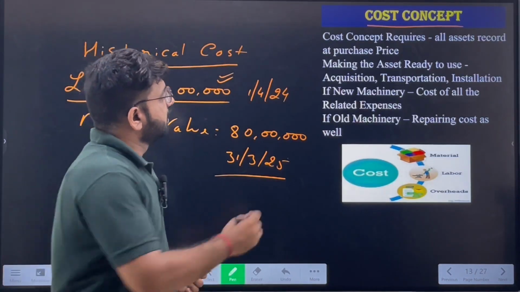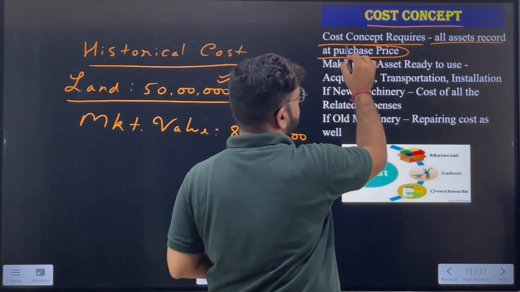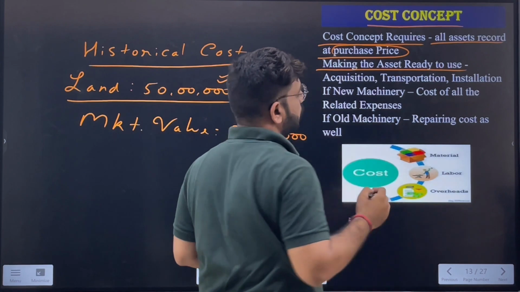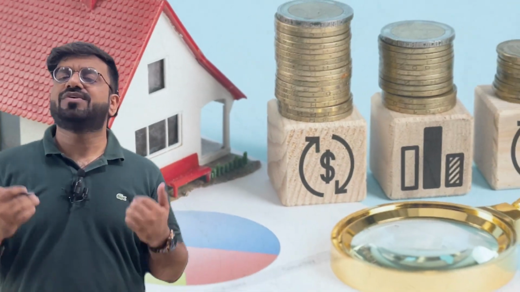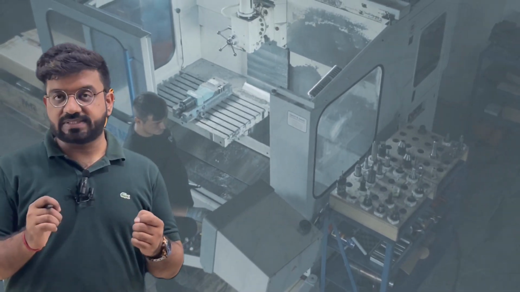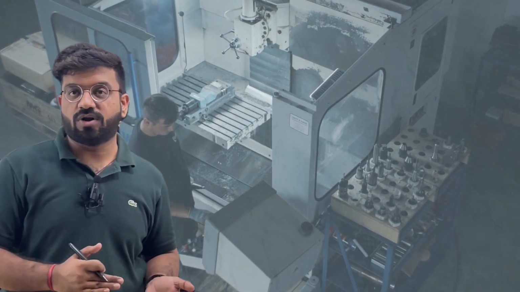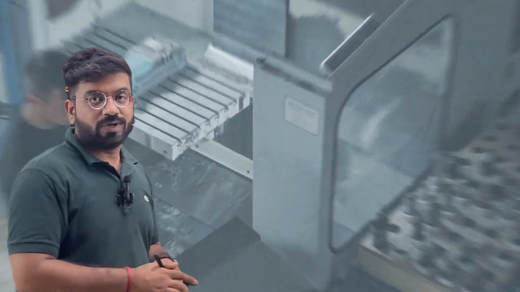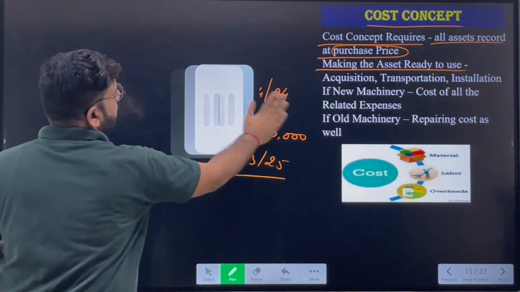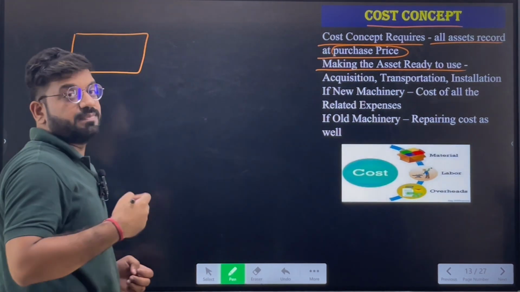Is that clear? Now, the cost concept requires all the assets to be recorded at the purchase price, making the asset ready to use. Obviously, now what happens? Whenever we purchase the asset, for example, if I want to purchase a machinery, I have to do many things. Now, what is the first thing I do? First, I make the area ready so that the machinery can be installed. So first is the area where the machinery will be installed.